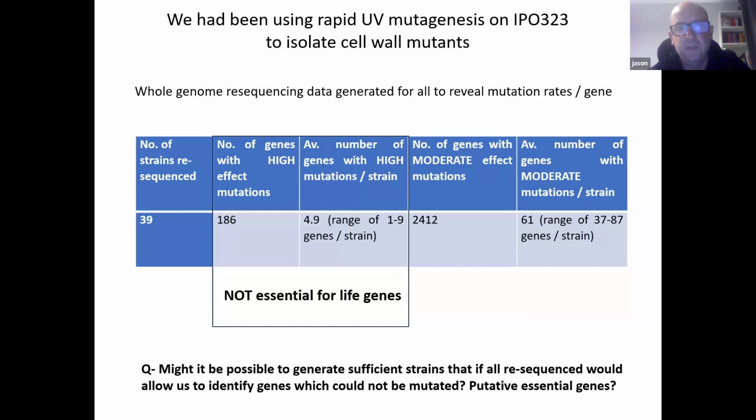So typically, 4.95 genes could be inactivated by high effect mutation per strain using this approach. That led us to the idea to start to think whether it might be possible to generate sufficient UV mutant strains that if we resequence them all, would allow us to identify genes which could never be mutated. So never incurred a high effect mutation in the data set, indicating they could be putative essential for life genes.